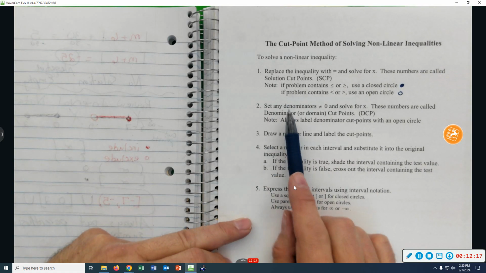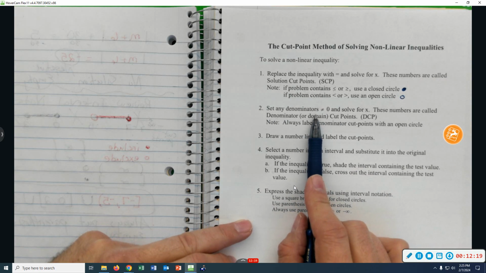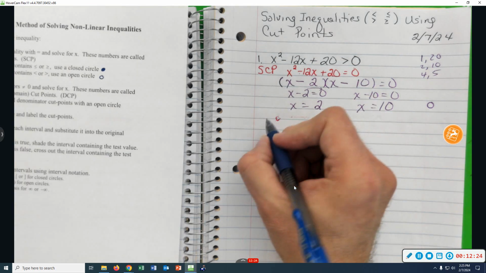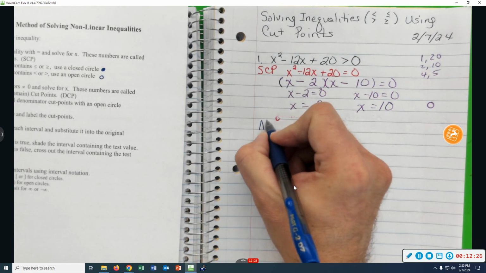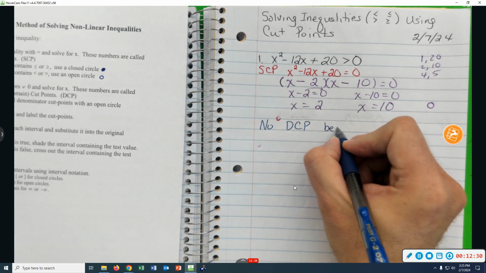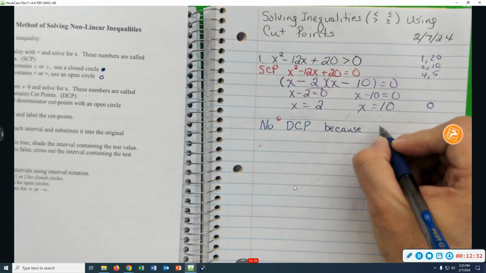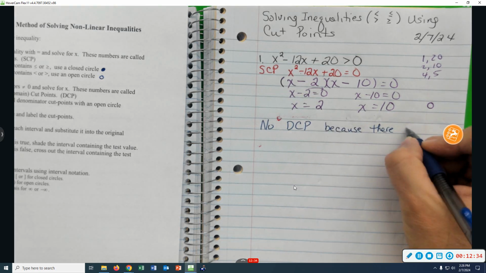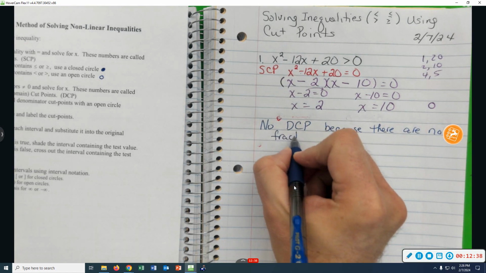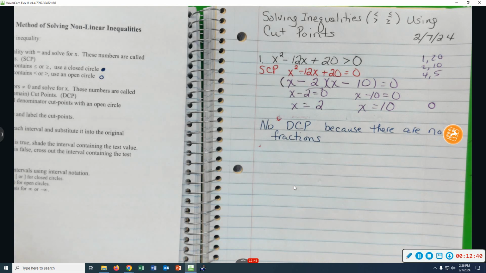Next, we're going to find denominator cut points, but there are no denominators. So I'm going to make a note. There are no denominator cut points. Why? Because there are no fractions in the problem. You'll know when there's a fraction in the problem, and you have to do the second step. Now, step 3.